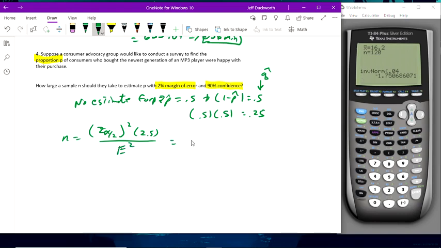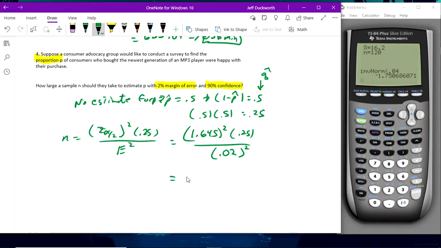So we're looking at 90%. Well, the inverse norm of that is 1.645. Excuse me, this should be 0.25, not 2.5. I've done it twice. Let's correct that. And E is 2%, which means 0.02. Change it to a decimal. And that'll be squared.